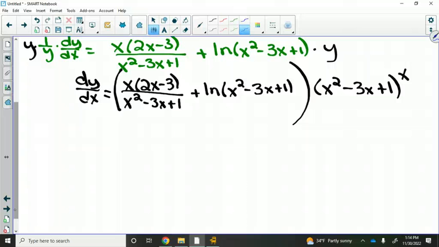All right, let's try this one. y equals 4x to the x power. Okay, we have to put the natural log in because of that x in the power. Do you want to try this one on your own for just a little bit? See how you do? Then we can check it.